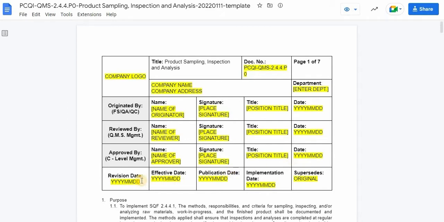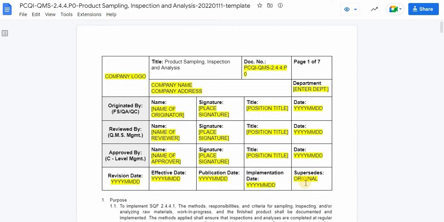The revision date is the same as the date originated or drafted by the author. For the effective date, it is the date the document was signed and approved. The publication date is when the document is published for distribution and initiated personnel training. The implementation date is when the document is distributed and personnel training is completed.